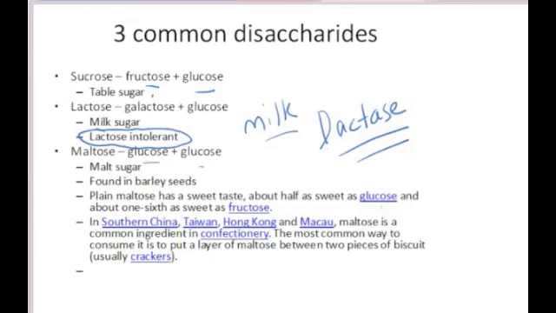And then it's not as sweet, but this maltose is used as a sweetener in Asian countries. And the most common way to consume it is to put a layer of it between 2 pieces of biscuit, like crackers. Okay, so although we may not be quite as familiar with it here in the western part of the world, in the eastern part of the world, this particular disaccharide is used as a sweetener. We use sucrose. Okay, maltose is used in other parts of the world as a sweetener.